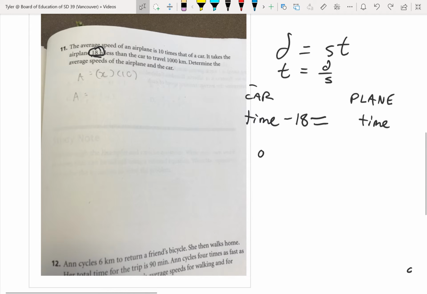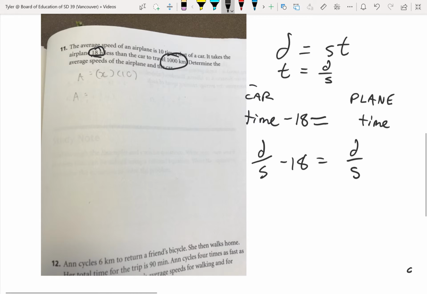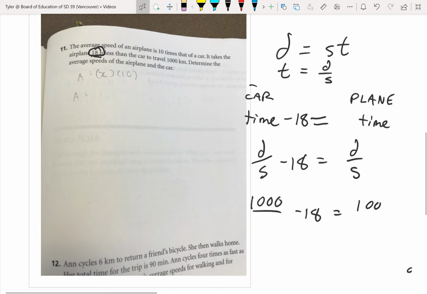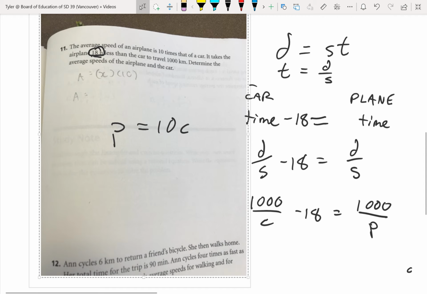All right, so now let's sub in some formulas. So the car time is going to be the distance over speed, and the plane is going to be distance over speed. Now we have to sub in what we know. The distance is the same, so it's still 1,000 for both. The only thing is the speeds are different. So the speed of the car we can call c, and the speed of the plane we call p. Now, this would be a problem because we got 2 different variables, but here it says that the airplane is 10 times the speed of the car. So what that means is that the airplane speed is equal to 10 times the car speed. So I'm going to replace that p over here. It's going to become 10c.